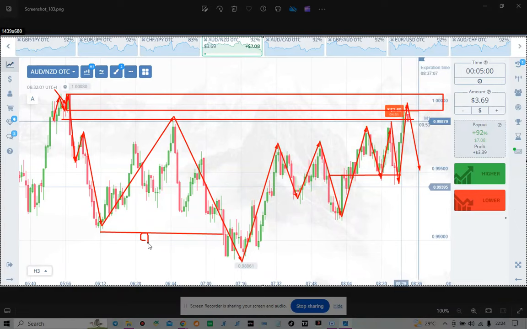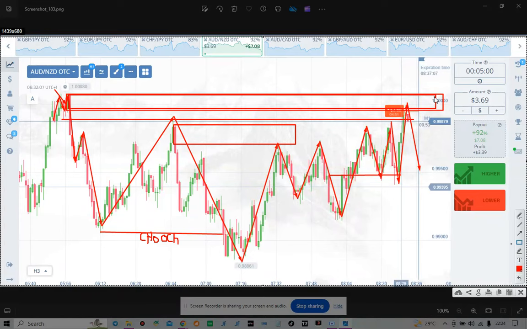If I see this change of character, I'll be looking for entry around this zone or the extreme zone. So the market has changed character to the downside. Let's see what happened here. This is the first zone. I think the market did not respect the zone. It was the second touch here, because if I extend the zone to the right side, you notice that the price has touched the zone and the market dropped down.